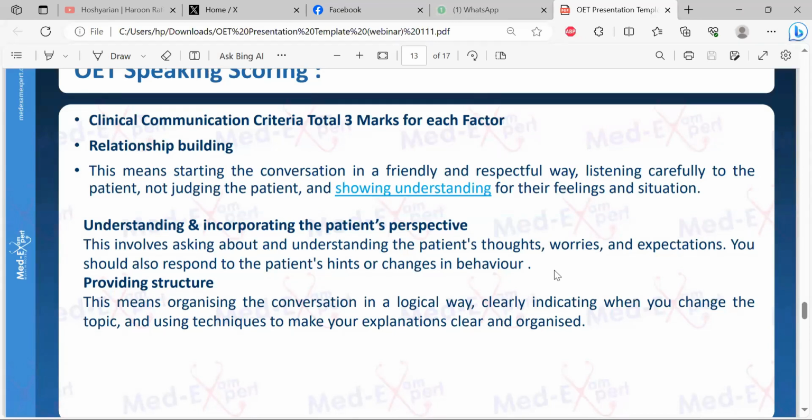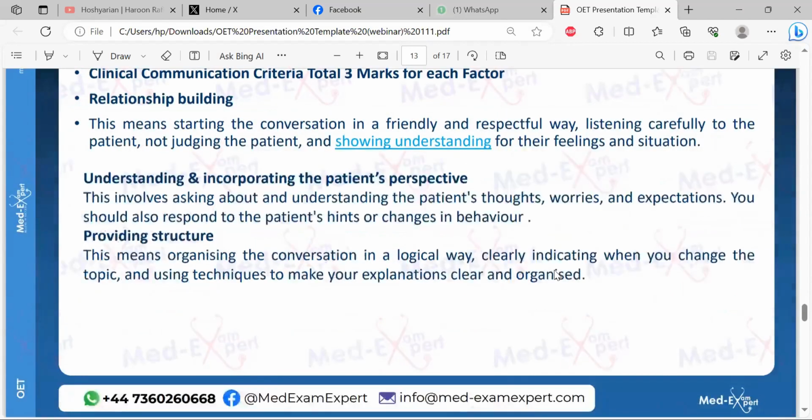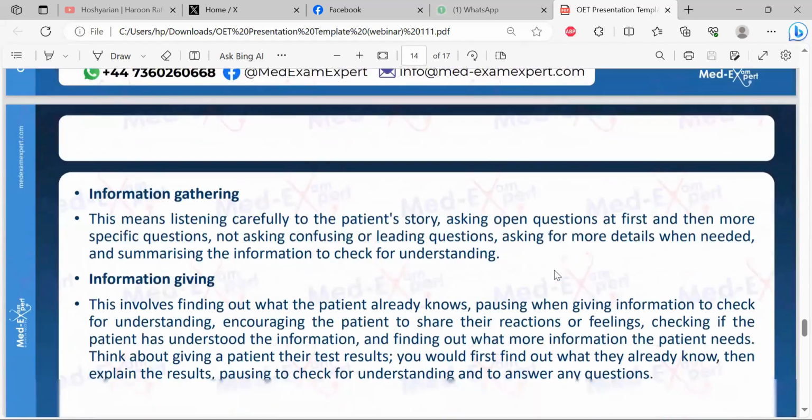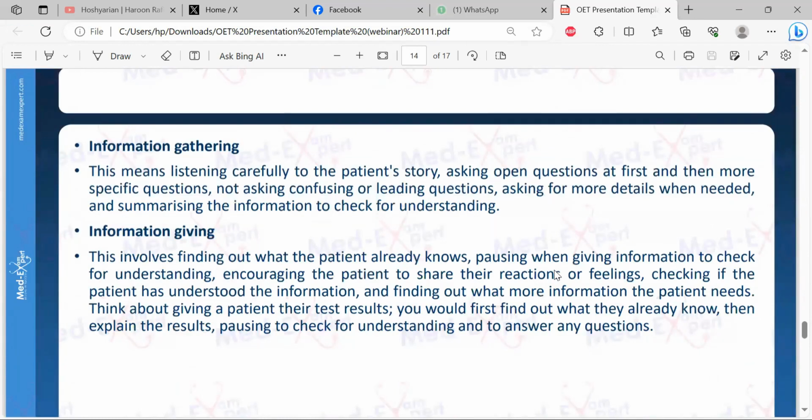You should also respond to the patient's hints or changes in behavior. Then providing structure. This means organizing the conversation in a logical way, clearly indicating when you change the topic, and using techniques to make your explanation clear and organized. Then there come information gathering and information giving. So these 5 factors are for the clinical skills criteria of OET speaking.